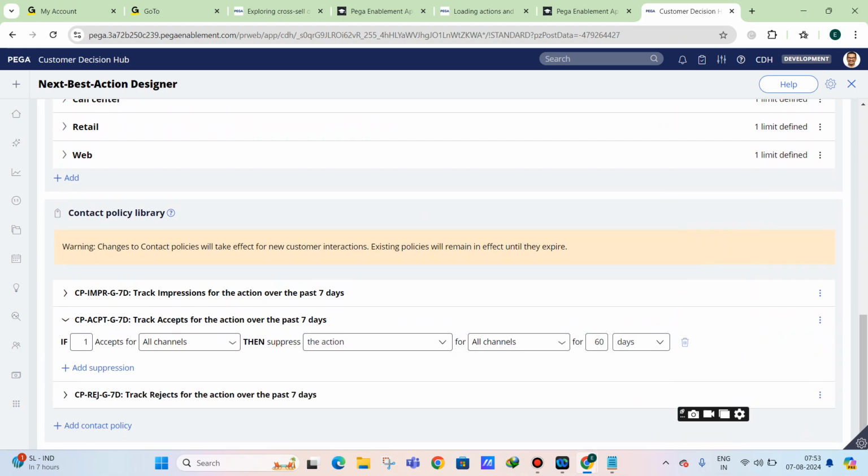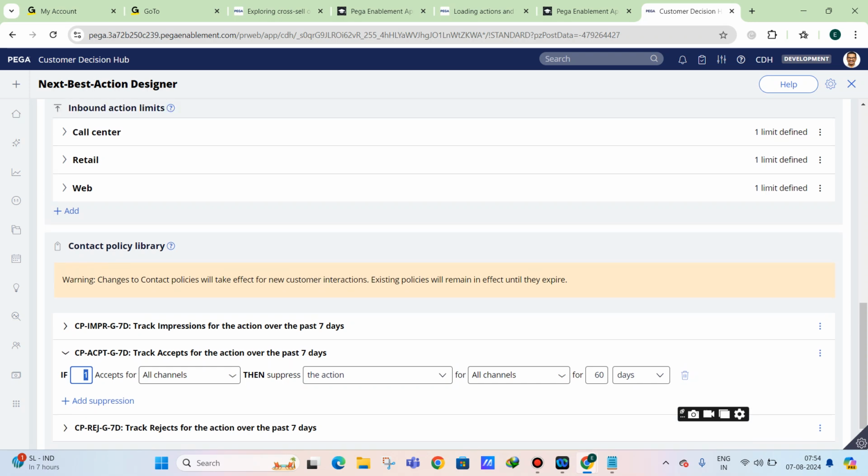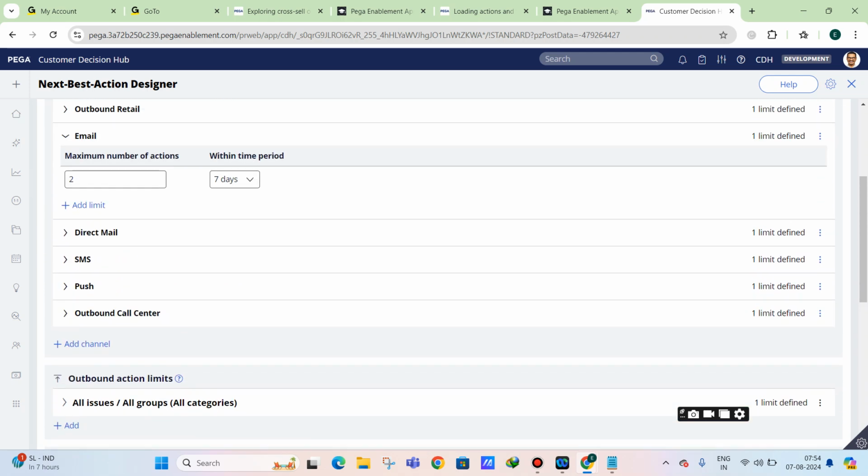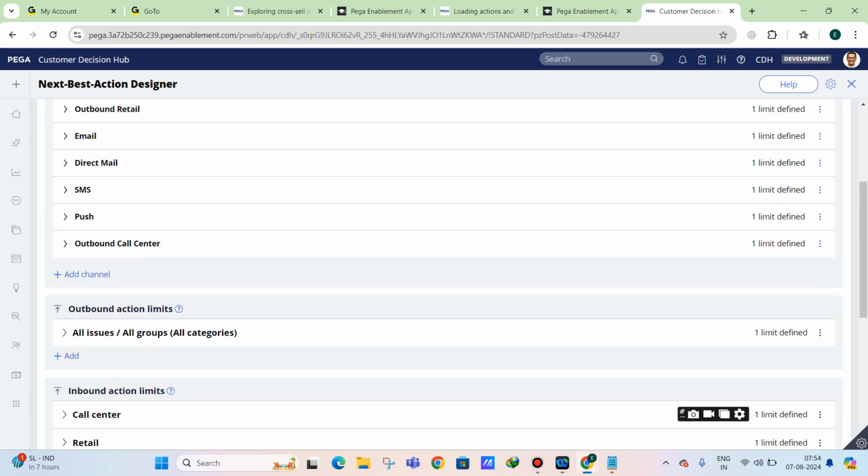So if you see here what we are doing, track the accepts for a particular action over the past 7 days. That means from the current date, in the last 7 days, if the customer has accepted any offer in any channel. So if there is one accept in all the channels, we are not checking only email. For example, you might send the standard card through email, through SMS, through push notification, through different channels. You might be sending the same action.